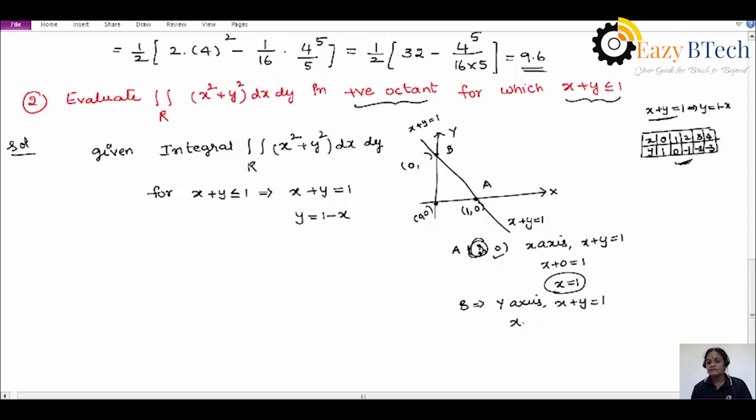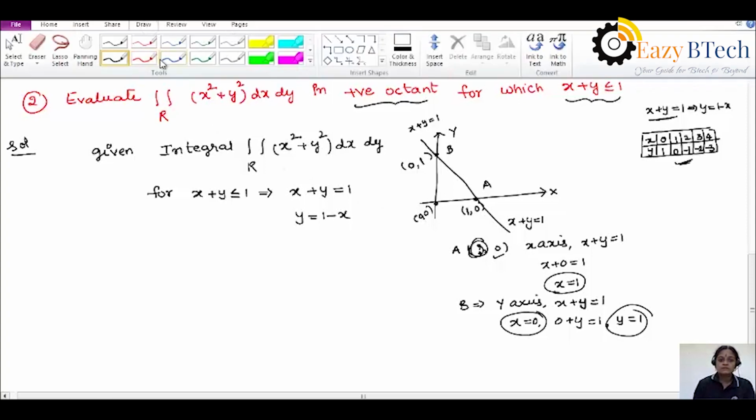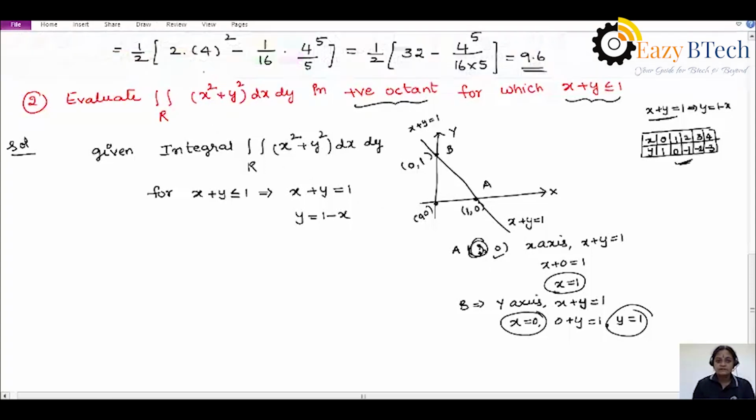So on the y axis, the value of x is 0. Substitute x equal to 0, then you will get the value of y as 1 here. Then these are the points here. A point is (1, 0), B point is (0, 1), and the origin is (0, 0). So now the required region is this region.